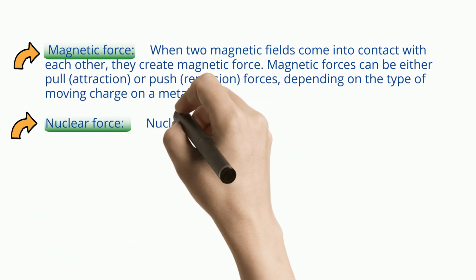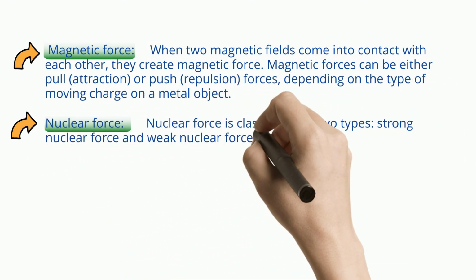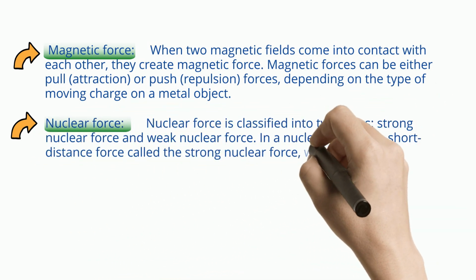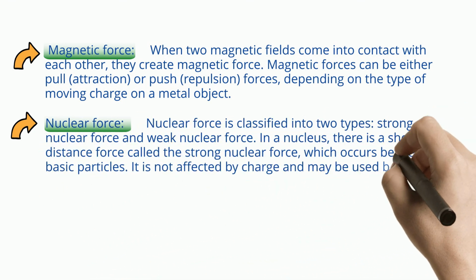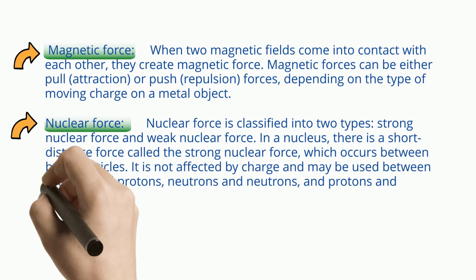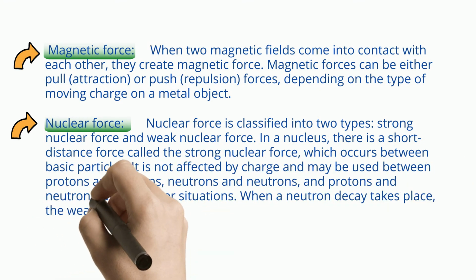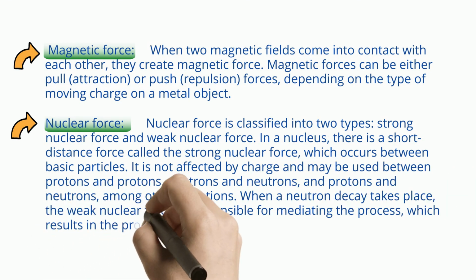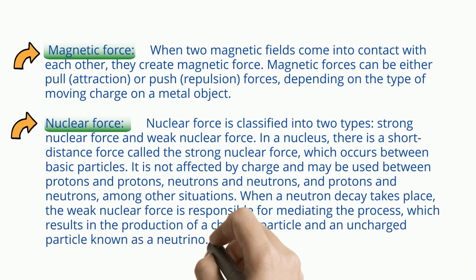Nuclear force. Nuclear force is classified into 2 types: strong nuclear force and weak nuclear force. In a nucleus, there is a short distance force called the strong nuclear force, which occurs between basic particles. It is not affected by charge and may be used between protons and protons, neutrons and neutrons, and protons and neutrons, among other situations. When a neutron decay takes place, the weak nuclear force is responsible for mediating the process, which results in the production of a charged particle and an uncharged particle known as a neutrino.